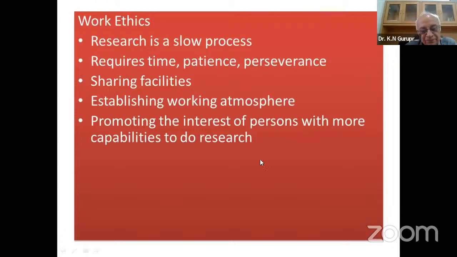Then, this is incorporated in the new education policy: promoting the interest of persons with more capabilities to do research. That means in the new education policy, we need to identify the students who have more capabilities to do research. Now, how do we identify that?